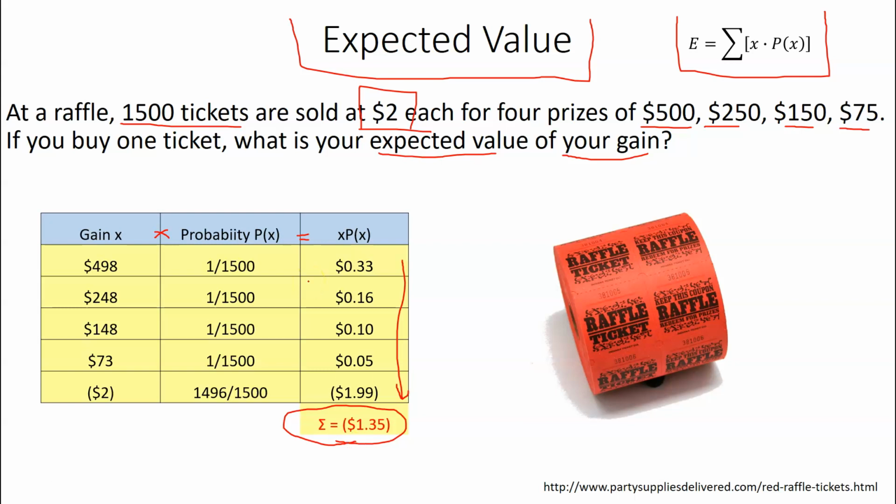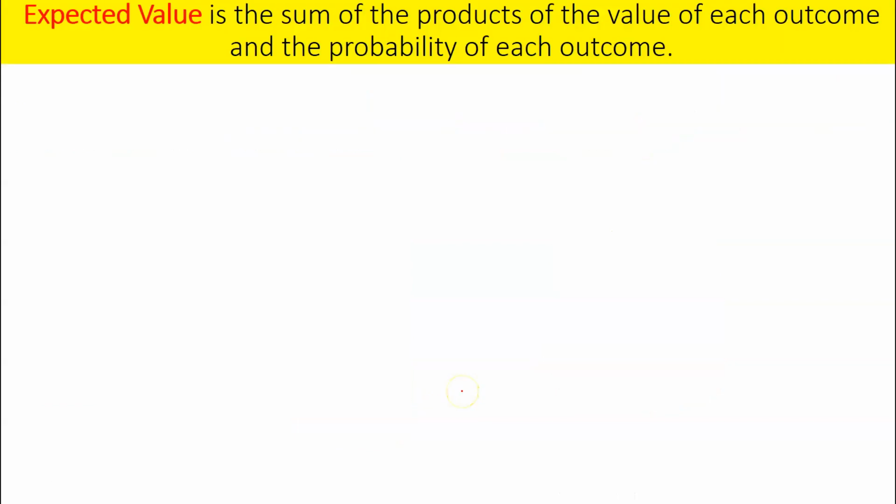What does it mean? Well, it depends upon if you're talking about the people running the raffle or the people that are buying the raffle tickets. If you're the person buying a ticket, this means that on average, over all of the tickets, they're losing $1.35 each. If you're the person running the raffle, which these are typically fundraisers, trying to raise money, it means on average, they're going to be making $1.35. So it's a little bit from their perspective as far as what does that number actually mean.